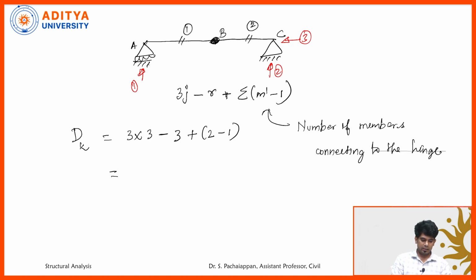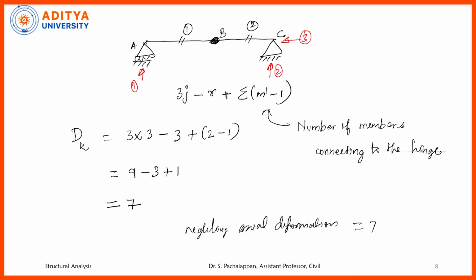So we'll be getting 9 minus 3 plus 1, so 6 plus 1 will be 7. Neglecting axial deformation, it is 7 minus 1, which is 6. Why? Because one span is there. With this internal hinge, the entire span is considered as one member which is going to have axial tension or axial compression. That is axial deformation. So if you neglect it, then it is 6. If you are not neglecting, then it is 7.